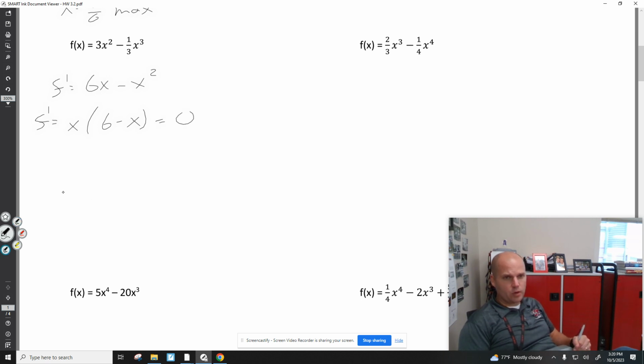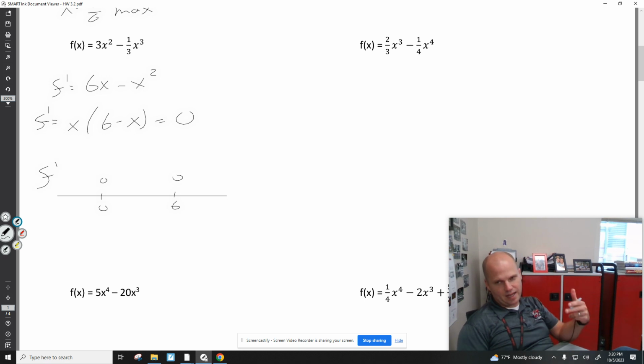I'm finding my critical points. If there was a denominator, I would set it equal to 0. I get 0 and 6. These are my zeros of f prime. Throw down f prime because starting next class, we're going to be looking at f double prime. So we got to make sure we know what we have. Label things, please.